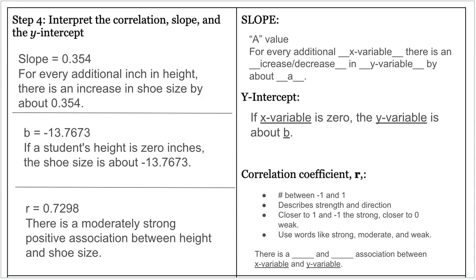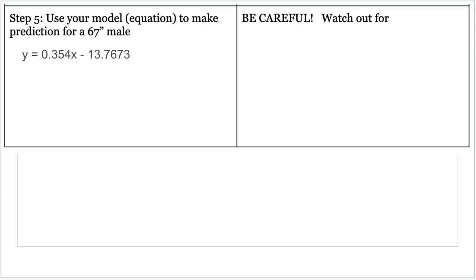Okay, so now we can use our model to make predictions. So we have this linear equation. I'm going to use my model to make a prediction for a male who is 67 inches tall. So essentially all I would have to do here is plug in my 67 inches into my x value. So I'm going to do 0.354 times the 67. That's going to give, and then subtract 13.7673. And that's going to give me a value of 9.955.